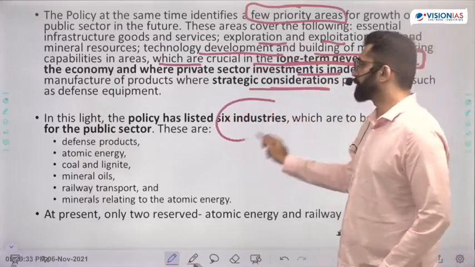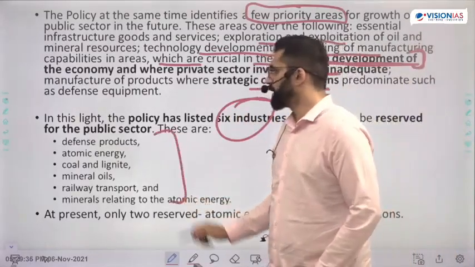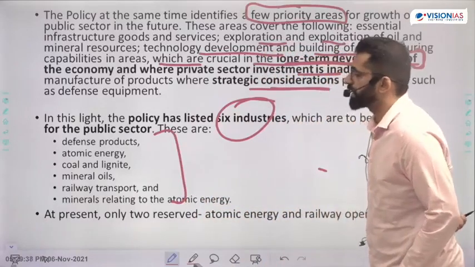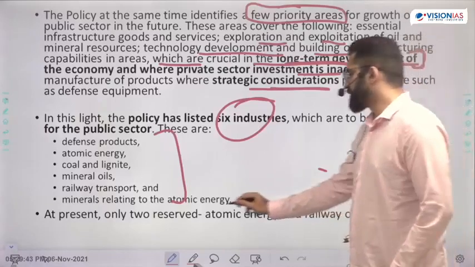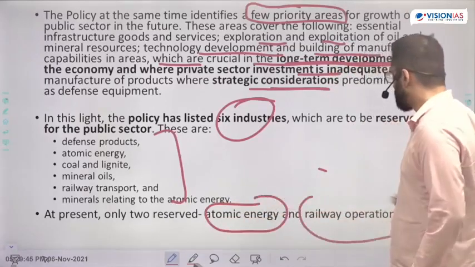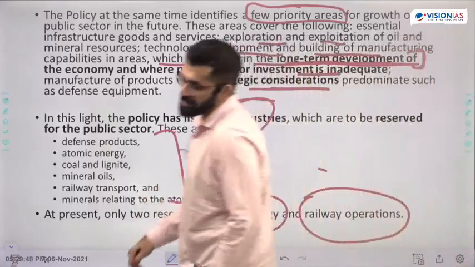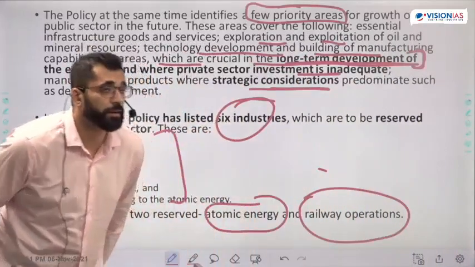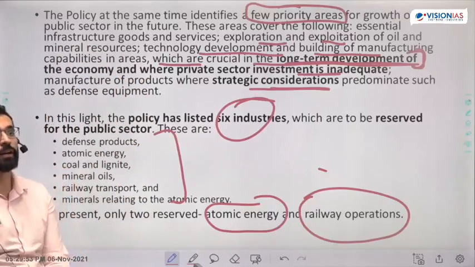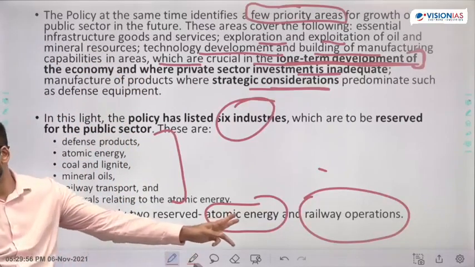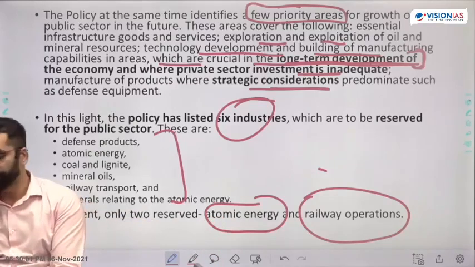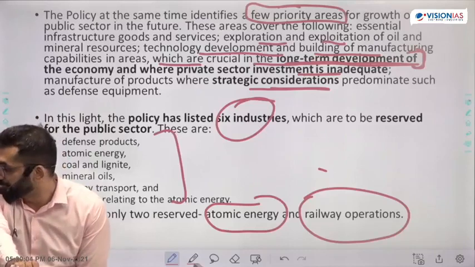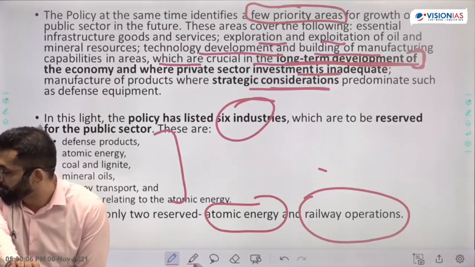6 industries: defense, atomic, coal and lignite, mineral oils, railway transport, minerals relating to atomic energy. And today only 2 are reserved: atomic energy and railways. Reservation was only for 6. At that point of time, 1991, today we have only 2 which are reserved for the public sector, that is atomic energy and railway operations. You would know this, we had a fairly long discussion on the public sector last time, so you would know that they are important to keep in certain areas.